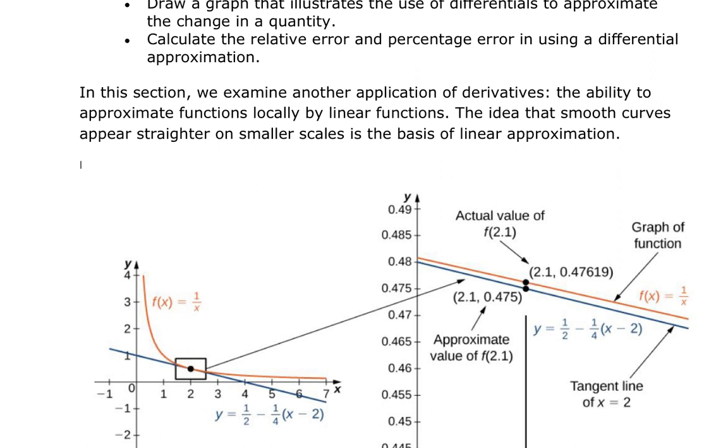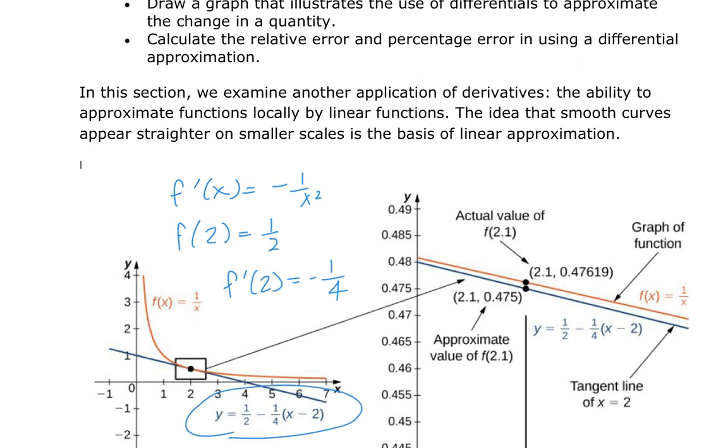So the first thing we do is we find the equation of the tangent line. So f prime of x is equal to negative 1 over x squared. And say I would like to find the value of what f of 2.1 is. To do that, I would find a value of a known quantity, which is 2, right? So f of 2 is 1/2, or in other words, 0.5. f prime of 2 is negative 1/4. And so we get the equation of the tangent line, which is right here.